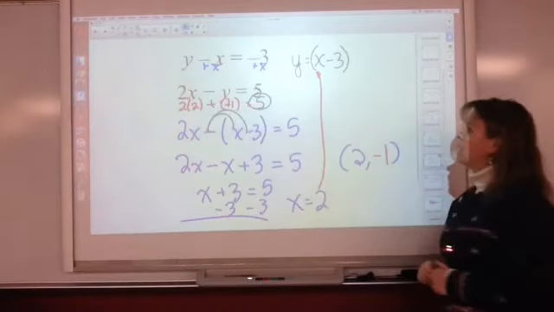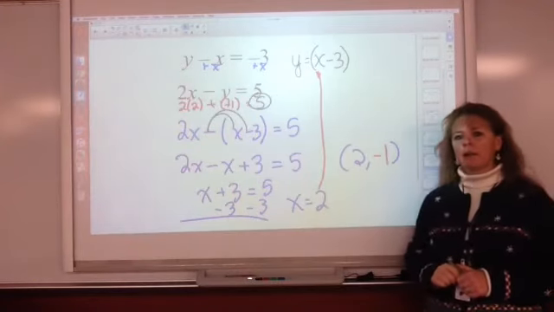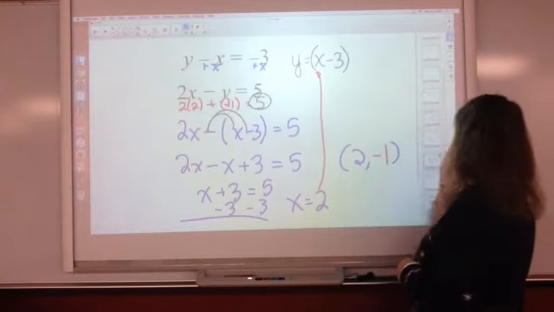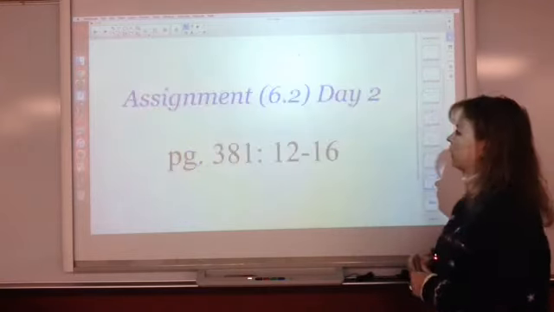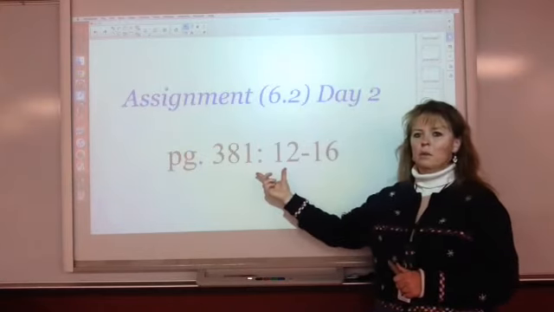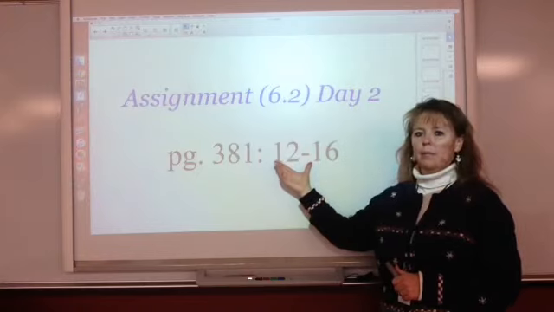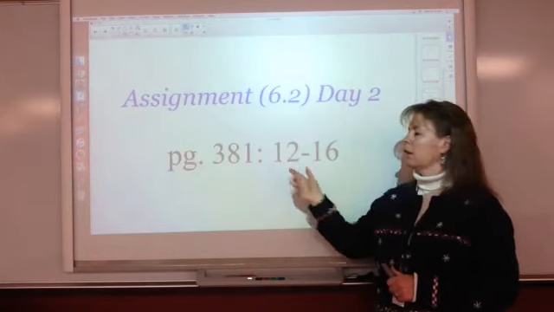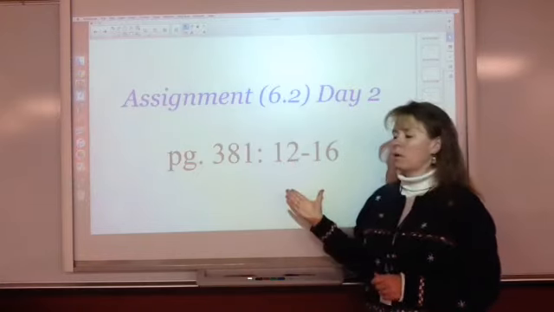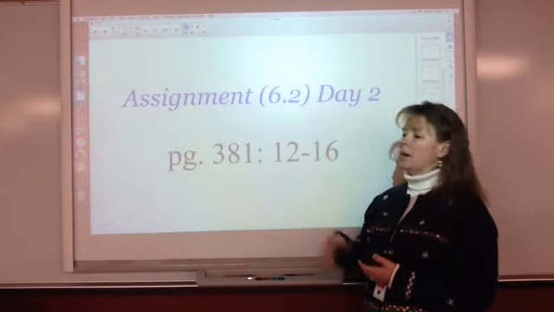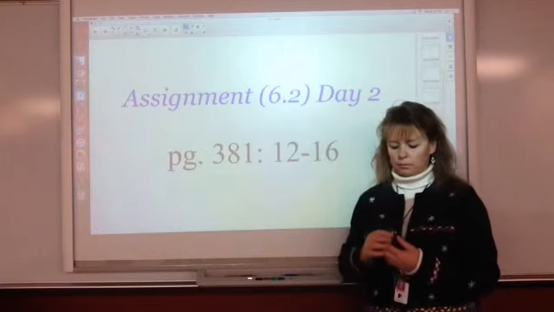All right, go back, rewind, pause, look it over again, get ready, and you have a new assignment to do. It's going to be page 381, 12 through 16. That's 5 problems again, but they take just a little bit longer than they did yesterday. You can either go get a book or go ahead and just open the online version of the book and get started on those problems.